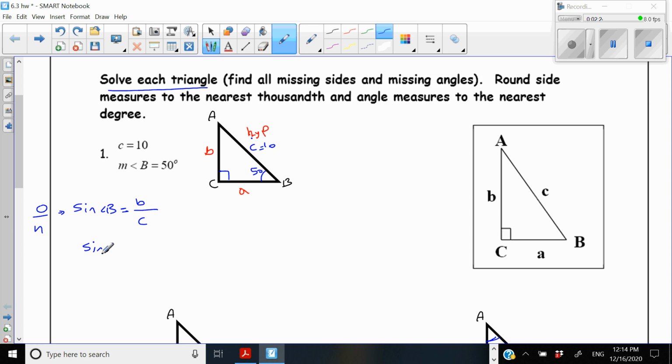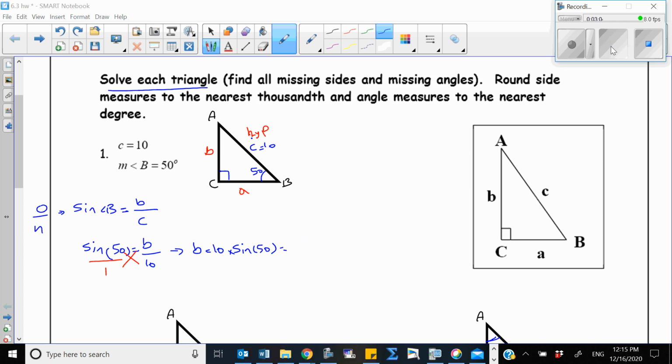Angle B is given, so I'm going to write sine of 50 equal to, let's put that in parentheses, it's better, and angle B is given 50. Now side b is what I'm looking for. Side c is given at 10. Now in order to solve this equation for b, I'm going to put the denominator of 1 here and do cross multiply. So from here, b times 1, which is b, is equal to 10 times sine of 50. Now I'm going to use my calculator to find the answer.